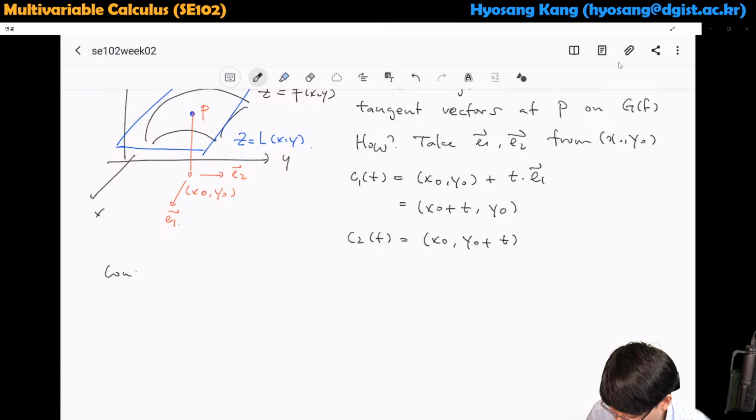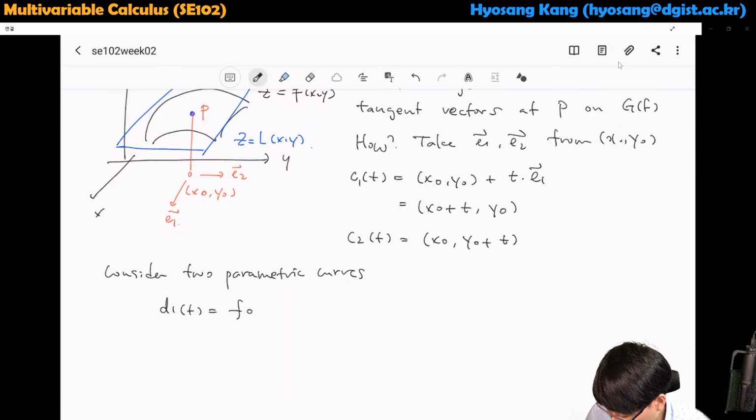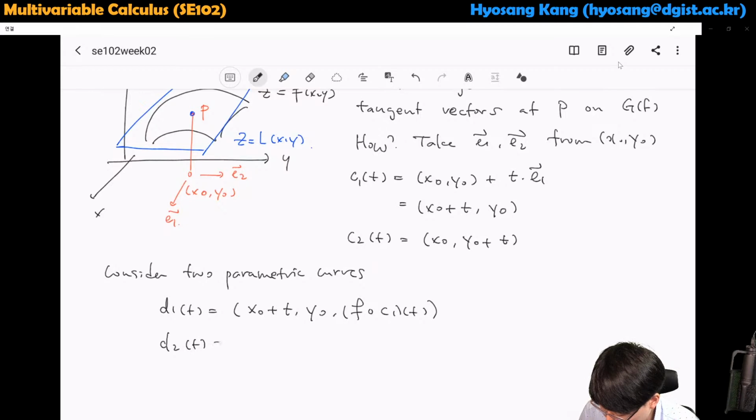So consider two parametric curves. One is D1, which is the composition of C1 and f, not composition, sorry, it consists of (x0 + t, y0, f(C1(t))), and D2 is given by (x0, y0 + t, f(C2(t))).